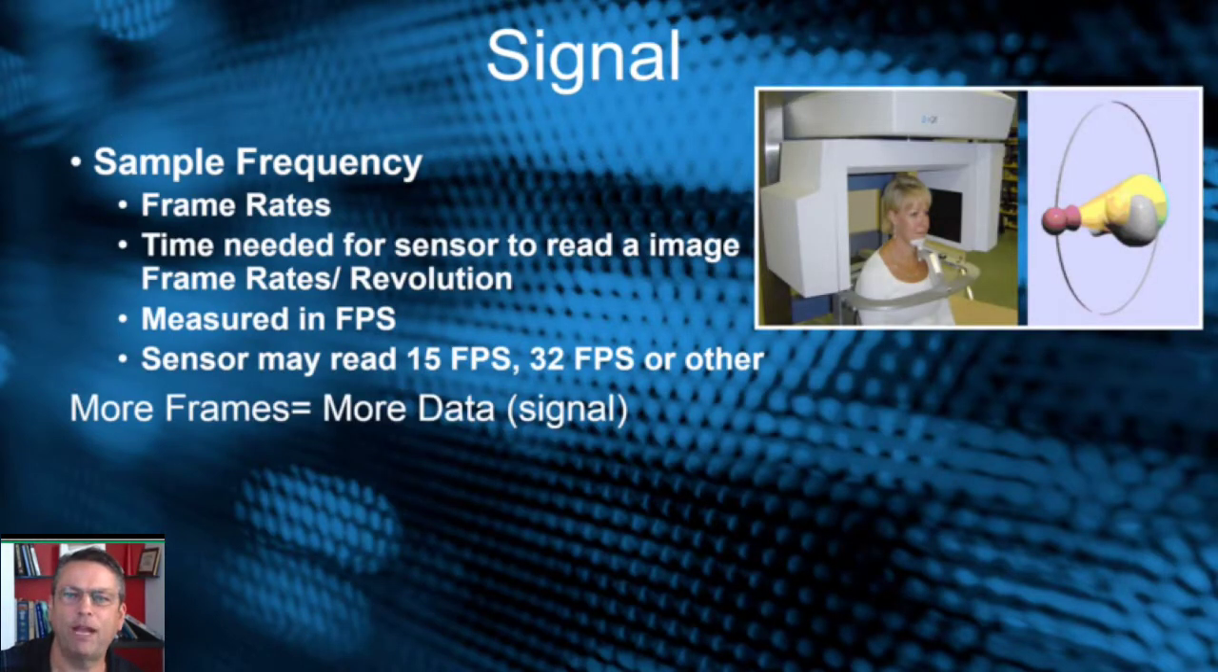Also, it's the frame rate. So how often does your machine capture the information? The sensors themselves might capture at a frame rate per second of maybe 15 frames, 32 frames, or other. So the more frames is the more data, which is better signal. So the more signal, the quality of the image is improving.